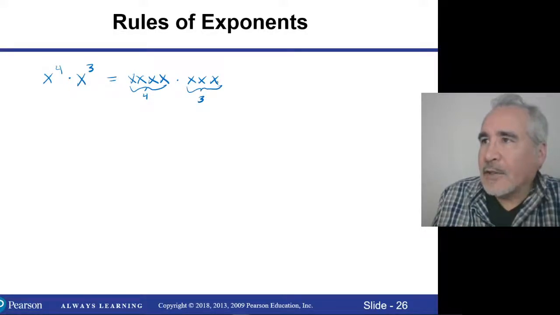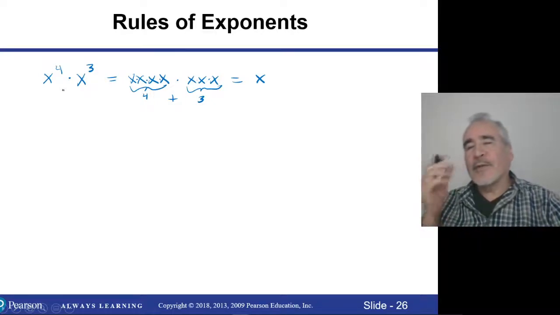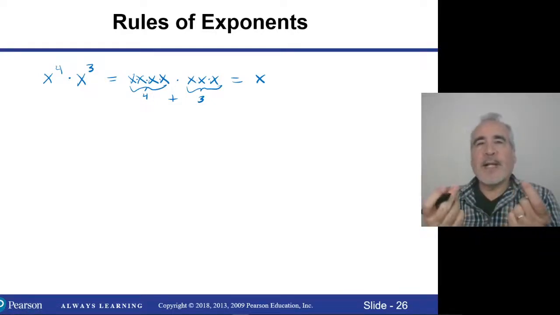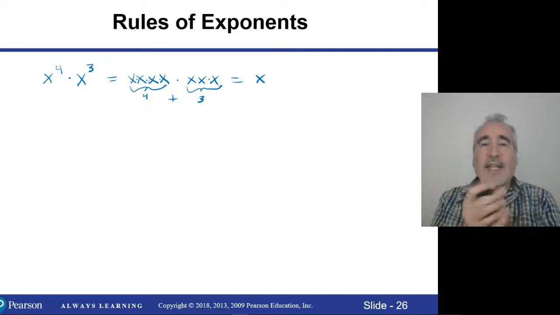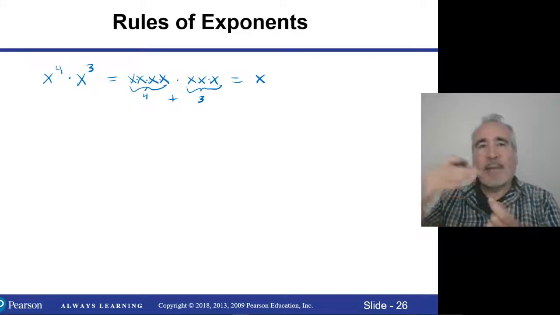And so when we multiply all these, remember these are just being multiplied. That's what an exponent means. What do we have? We have 7 x's all multiplied together. How could we get that? We could just add the exponents. So when we're multiplying two things that have an exponent, notice they have to have the same base. If they're different bases, this doesn't apply. But with the same bases, when we're multiplying, it becomes addition.